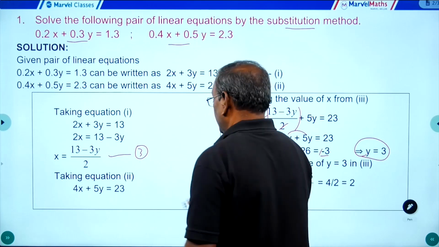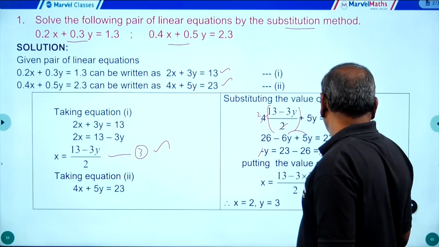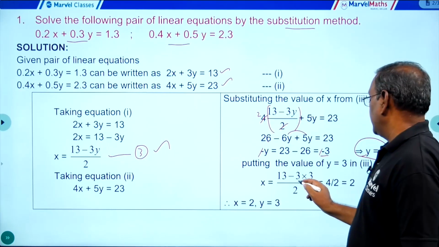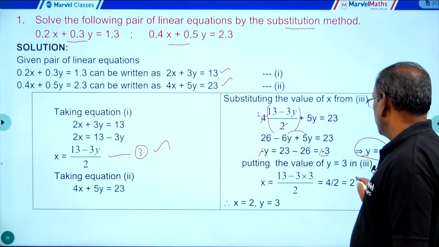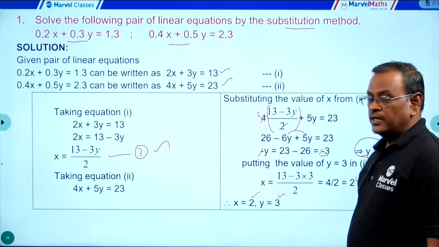Substitute y equal to 3 in equation 3. If you substitute y equal to 3 here, 13 minus 3 into 3, which is 9. 13 minus 9 is 4. 4 by 2 equal to 2. Therefore, the solution is x equal to 2 and y equal to 3.